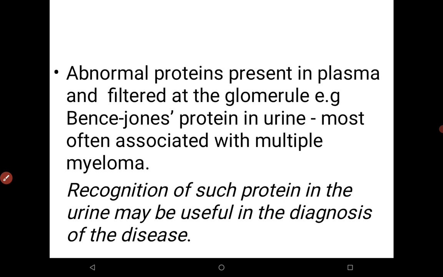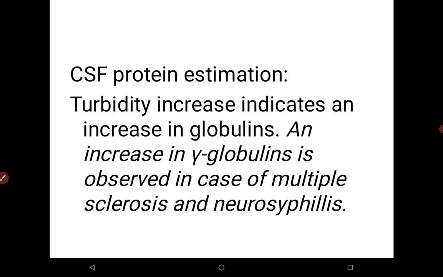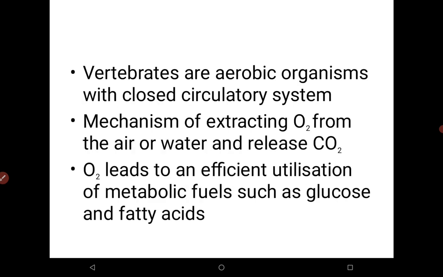Abnormal proteins are also found in plasma, meaning they're filtered. You have Bence-Jones protein in urine, most associated with multiple myeloma. So recognition of such protein in urine may be used for diagnosis of certain diseases. Also in CSF, once turbidity increases, it shows that there's an increase in globulins. An increase in gamma globulins is observed in multiple sclerosis and neurosyphilis. So that's on the clinical application of proteins.